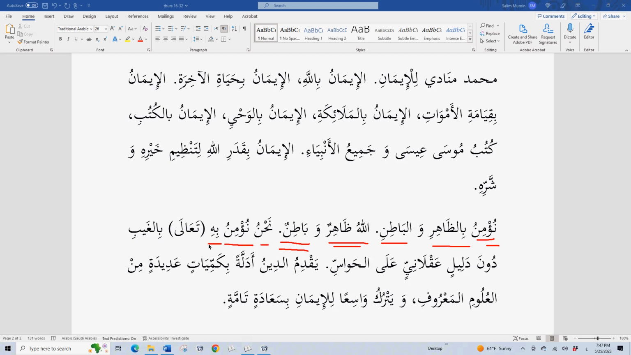Nahnu nu'minu bihi, and we believe in Him Ta'ala. When we say Him, we believe in Him. The Him is Allah the Most High, so we say Ta'ala. So you know what Him or it we're speaking of. And this is in the writing. I put this here, a quick lesson in the writing. Bil-Ghaibi. Yes, we believe in Him, Bil-Ghaibi.